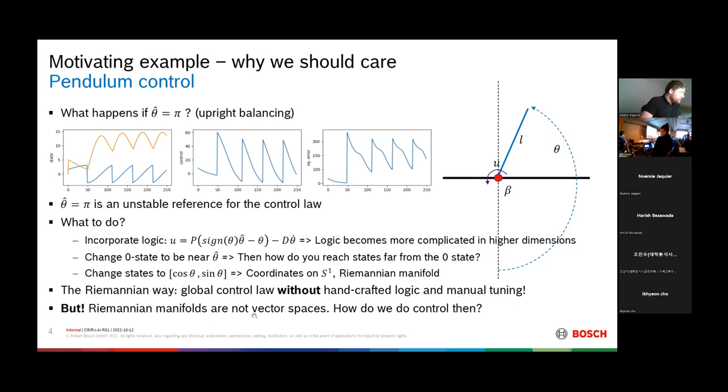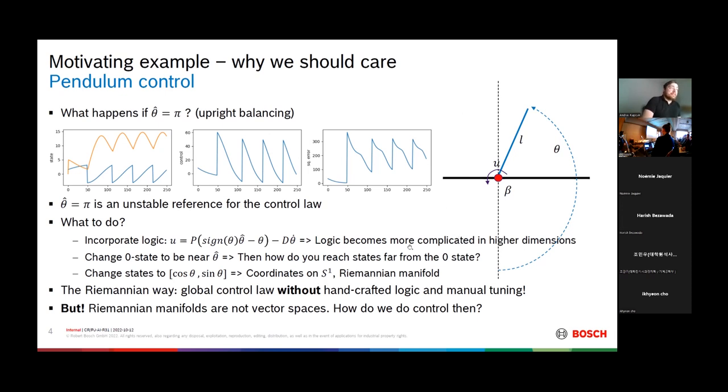What you can also do, on the other hand, and this is, I think, the way we should go, is to change the state representation to L times cosine theta and sine theta, sorry, I missed the L. It is nothing else but the position in this 2D plane of the mass at the end of the rod. And this is nothing else but the S1 manifold embedded in this R2 ambient space.